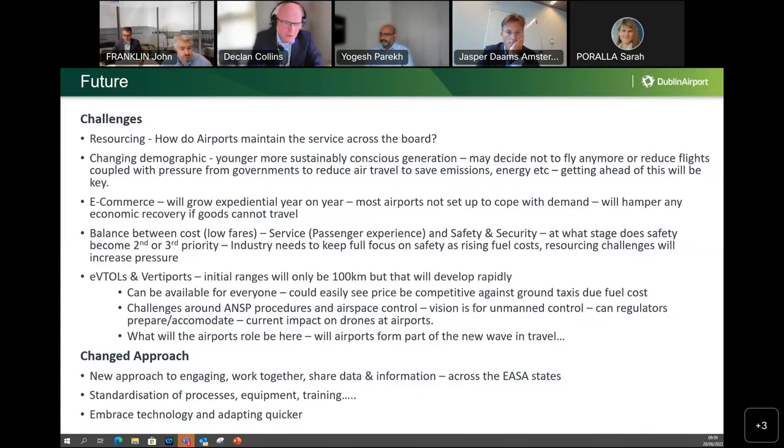And I suppose I spoke about the unmanned flight and how airports can be a part of that, where we might move away from a ground taxi perspective to a vertiport, which is something that's being looked at, an exciting initiative that's been developed across Europe, which is good to see. And in terms of change approach, is there a new approach in terms of engaging, working together, sharing data and information across the EASA states?